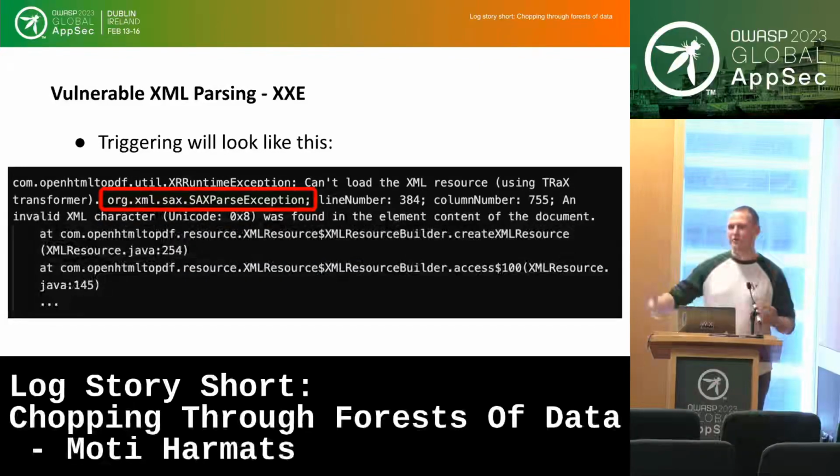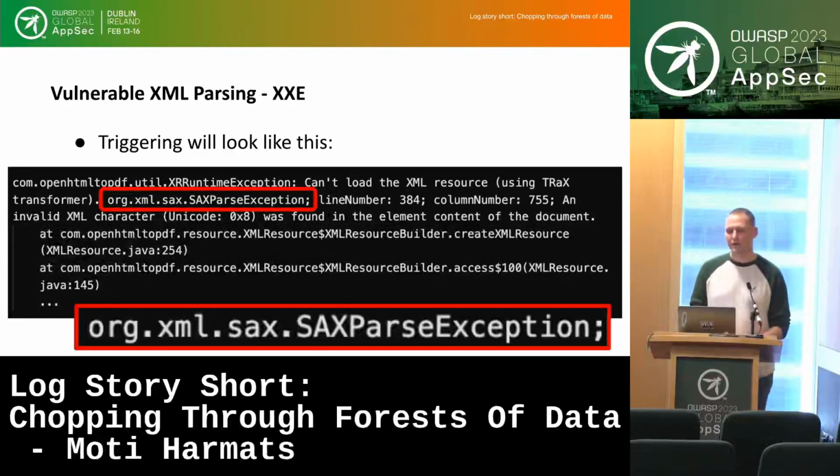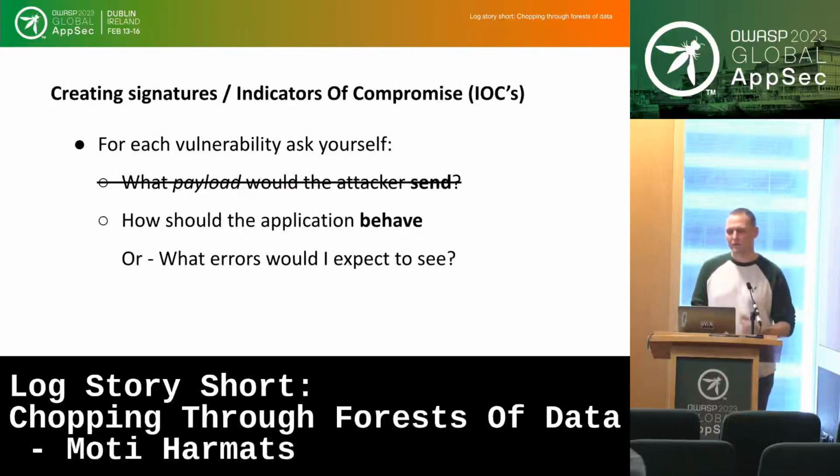Now, you run your own applications, you have your own framework, and you want to create your own signatures, right? Not everyone is interested in XML because they don't parse XML. In order to create a signature for your detection, try not to think about what the attacker would insert into the system. Think about how the application would behave, or what errors you should expect to see in your logs.